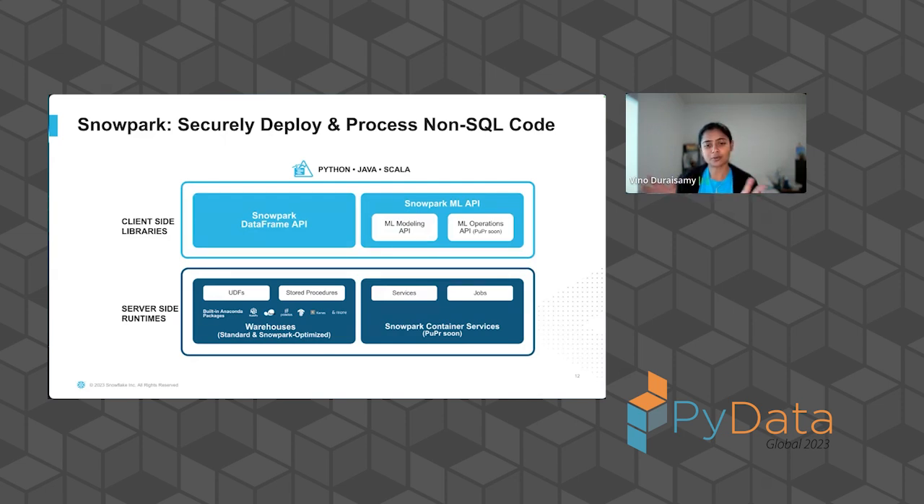It comes with two different API sets. One is the DataFrame API for data engineering, and the other is the ML API, for ML modeling and ML operations, for the machine learning side of it. Since the entire data team is working with Snowpark, if you're working with the ML modeling API, it's super easy for you to pick up the DataFrame API and pull the data yourself, reducing the dependency. And then on the server side, it also comes with a bunch of compute.